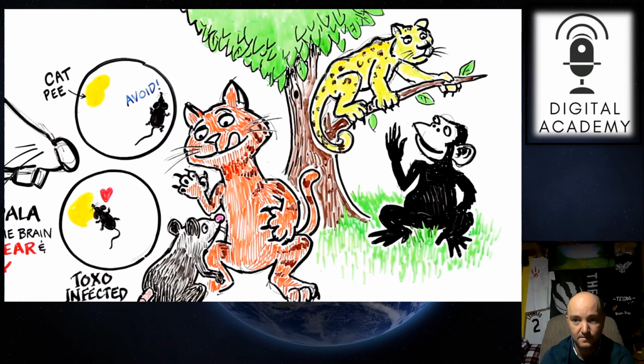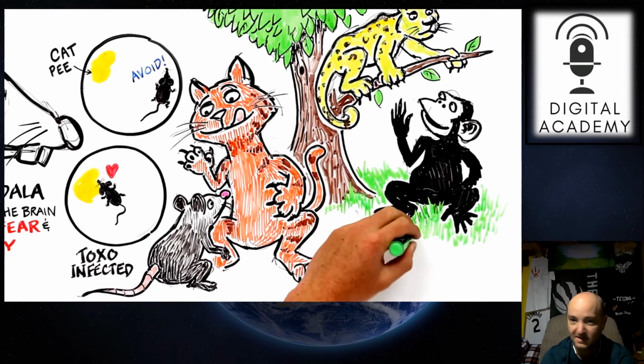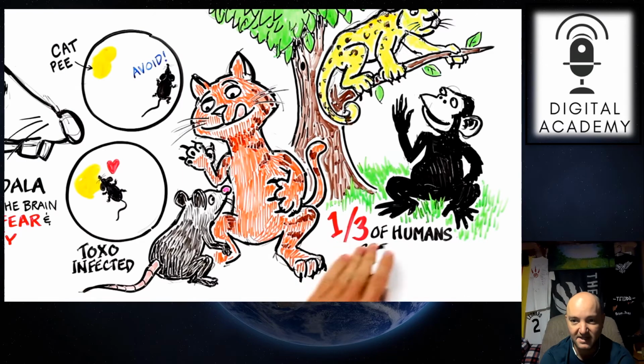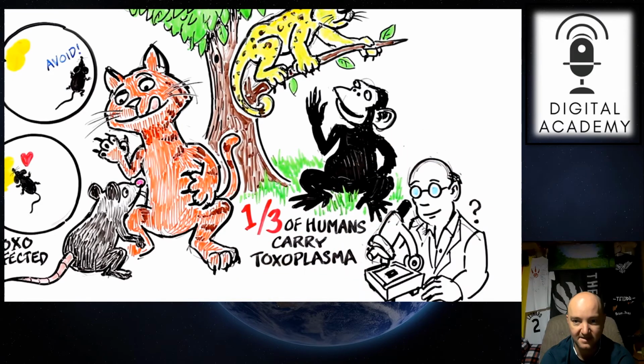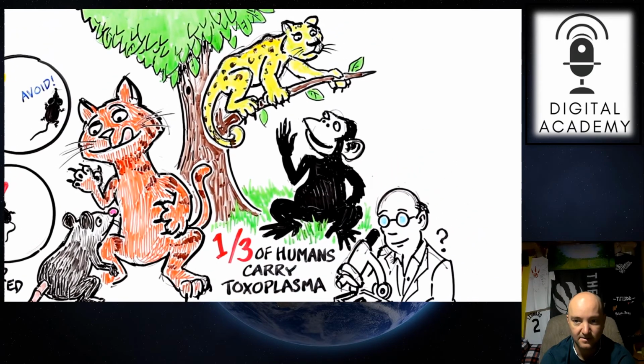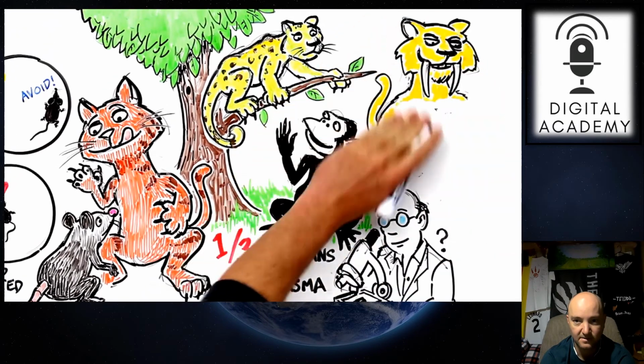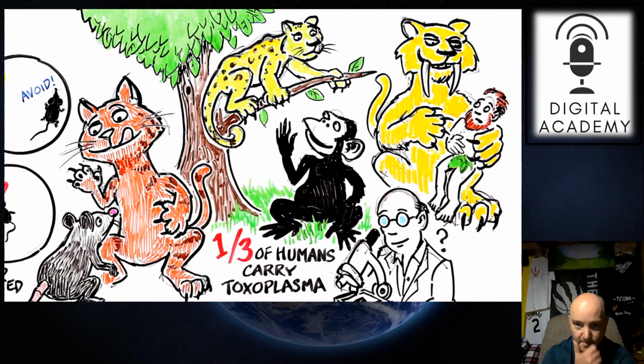Chimpanzees that are affected have even shown a morbid attraction to leopards. It is estimated that 1 in 3 humans carry Toxoplasma gondii. Once considered strictly latent in the human body, scientists are beginning to question that. Back in prehistoric times, we were prey items of large cats. It is not out of the question that the parasite could induce similar effects in us.